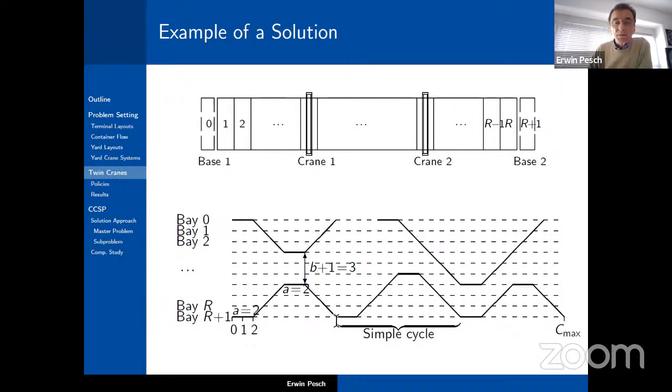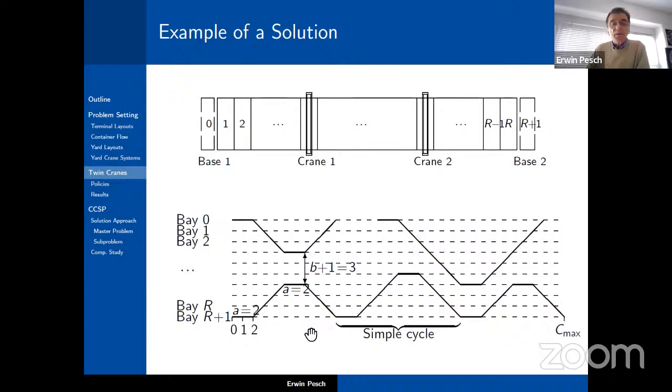What we call a cycle, or a simple cycle, is a situation where a crane starts picking up a container, which takes 2 time units in this case, carries this container to the drop-off position, which takes 8 time units, and then returns to the base. So this time span here we call a cycle. And you will immediately see that the duration of a cycle is at least 2a plus 2.